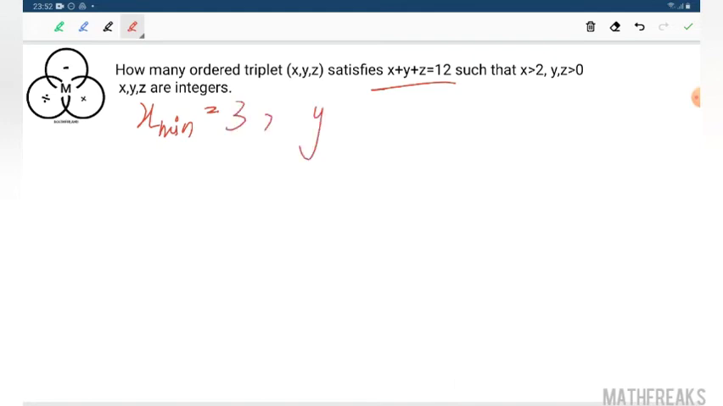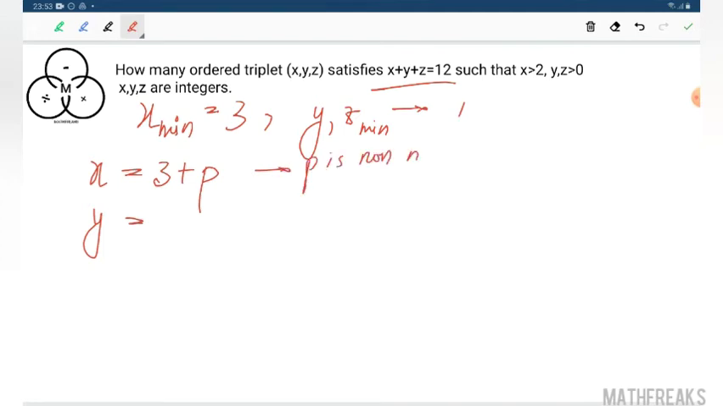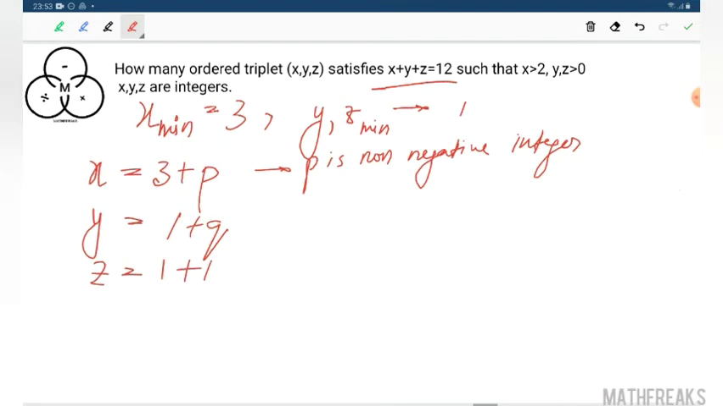x is 3, y, z minimum is 1. So can we consider x as 3 plus p, y as 1 plus q and z as 1 plus r, where p is a non-negative integer, that it can be 0, that's why non-negative integer. All positive plus 0 means non-negative. So the minimum values will also be satisfied.